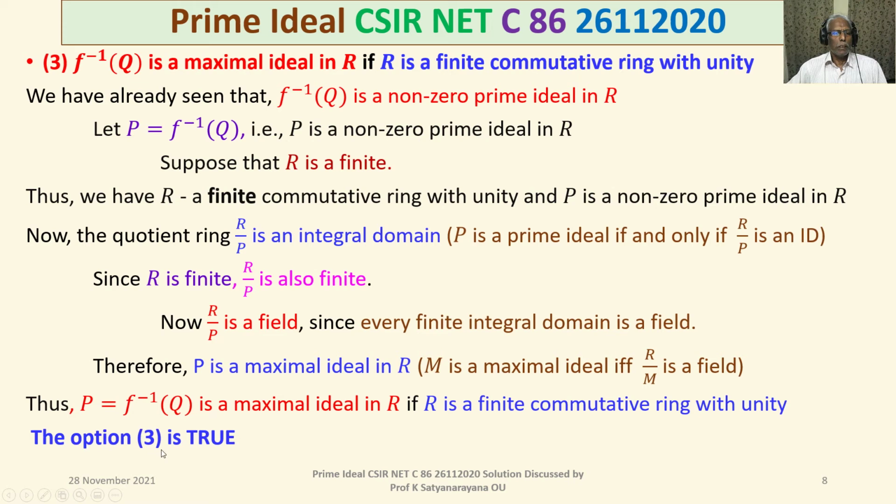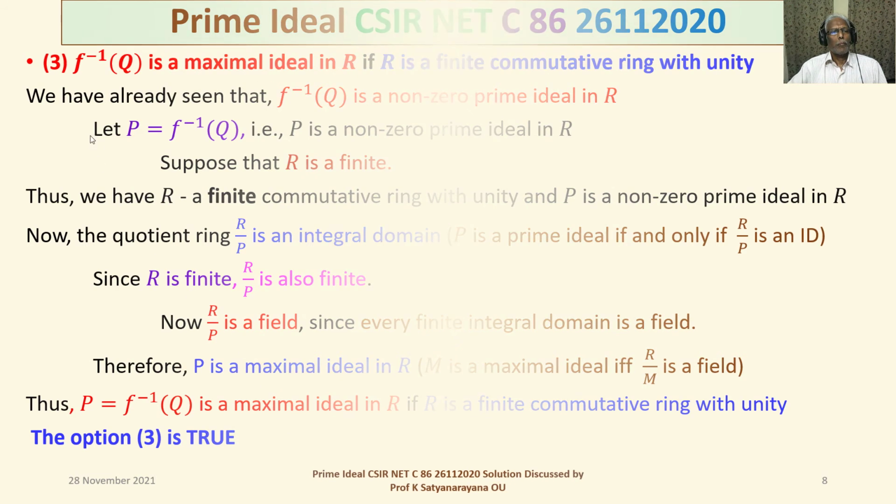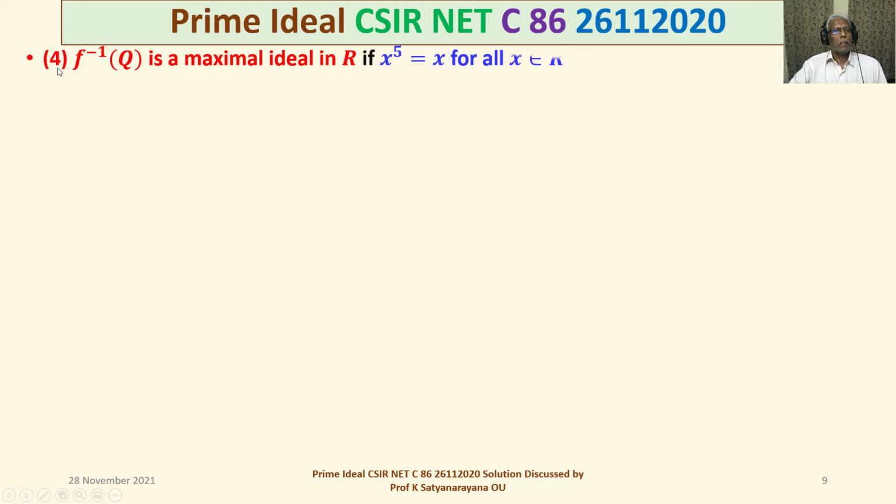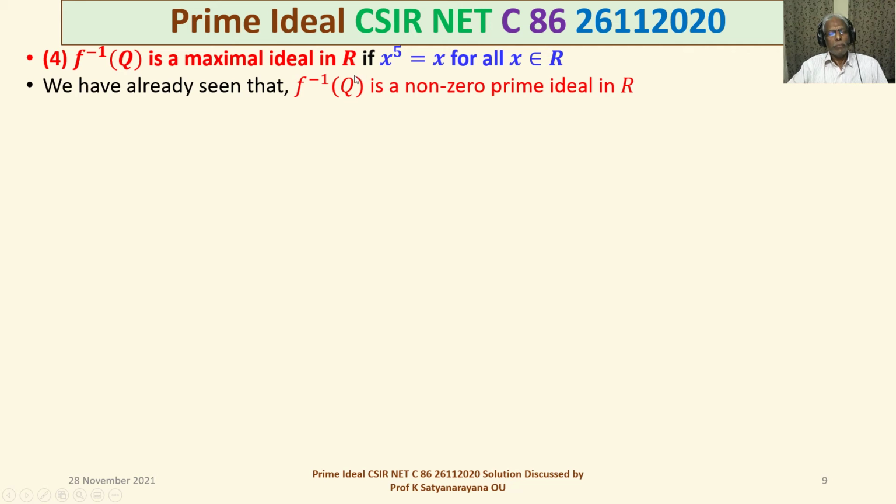So option 3 is true. We now go to the last option, that is option 4. F inverse Q is a maximal ideal in R if x power 5 is equal to x for all x belongs to R. We have already seen F inverse Q is a non-zero prime ideal in R.